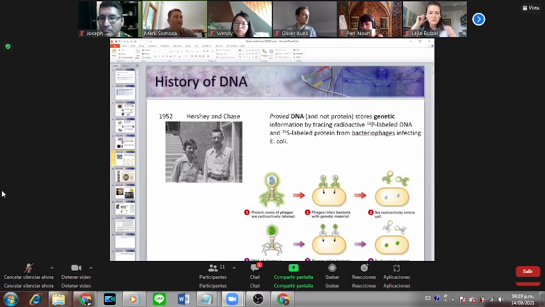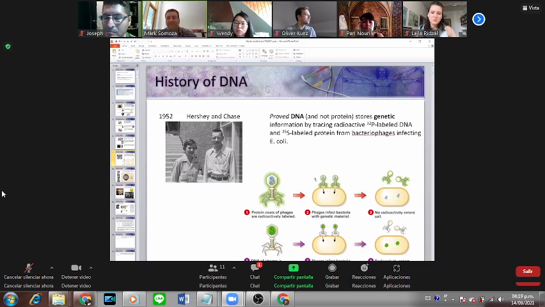So this is a slightly more detailed look at that. Again, the idea is that you have these bacteriophages, and they have this sort of scary-looking protein component, and they store some DNA in the head, and then they inject that into bacteria. And so what they did is they labeled the protein part, the shell part, with sulfur, and the DNA part was labeled with phosphorus 32.